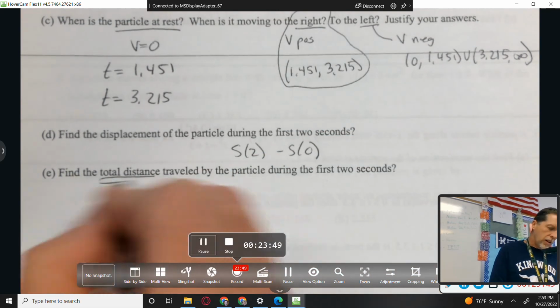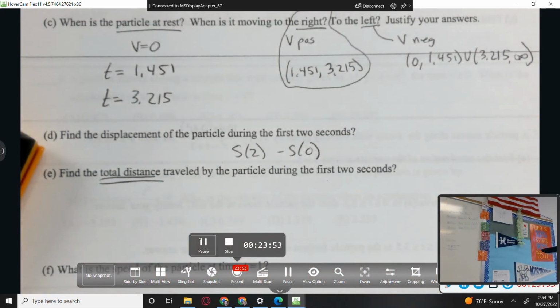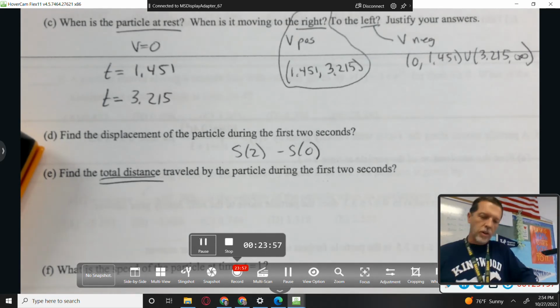Alright, the trick will be when you get to total distance. But try 1 through 4. All we're going to do tomorrow is work a bunch of these together. So nothing new tomorrow. We'll just work some together.